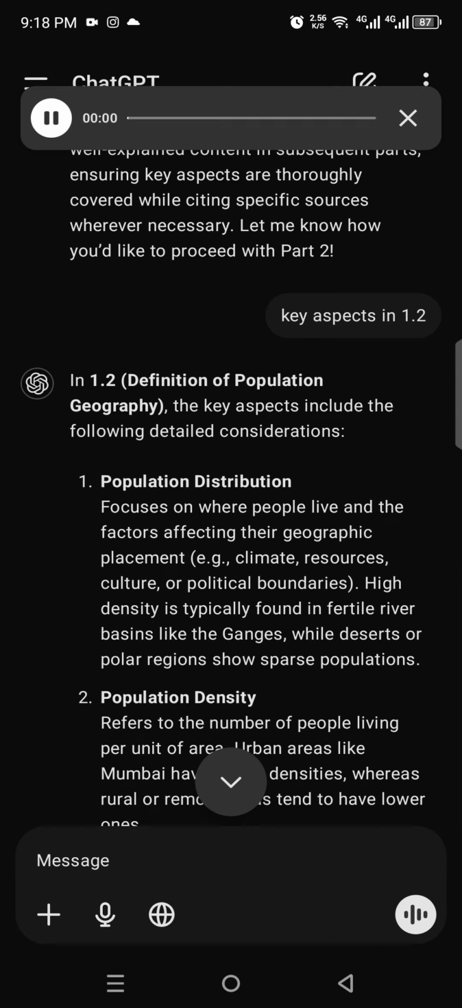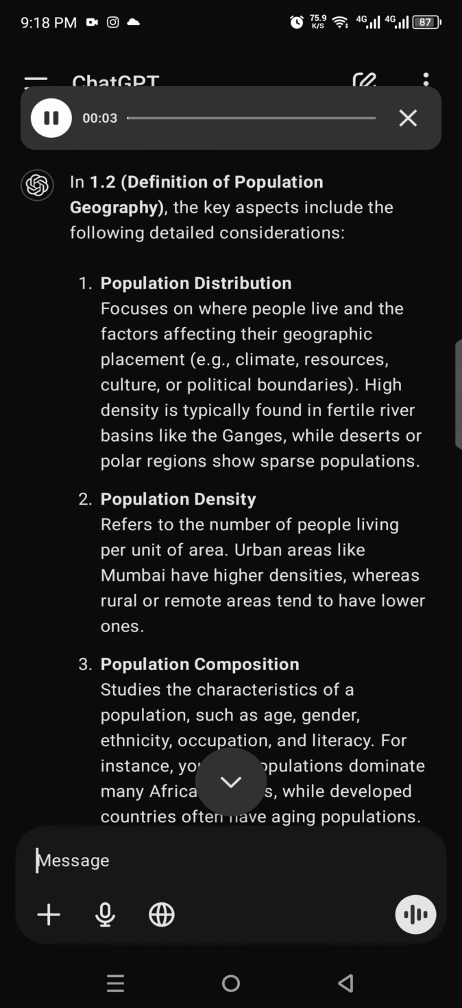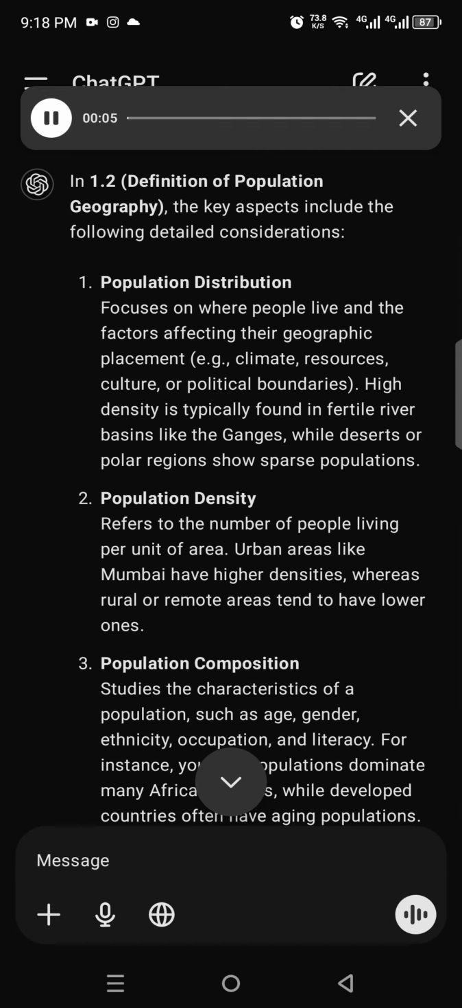In 1.2, Definition of population geography, the key aspects include the following detailed considerations. 1. Population distribution focuses on where people live and the factors affecting their geographic placement, e.g., climate, resources, culture, or political boundaries. High density is typically found in fertile river basins like the Ganges, while deserts or polar regions show sparse populations. 2. Population density refers to the number of people living per unit of area. Urban areas like Mumbai have higher densities, whereas rural or remote areas tend to have lower ones.